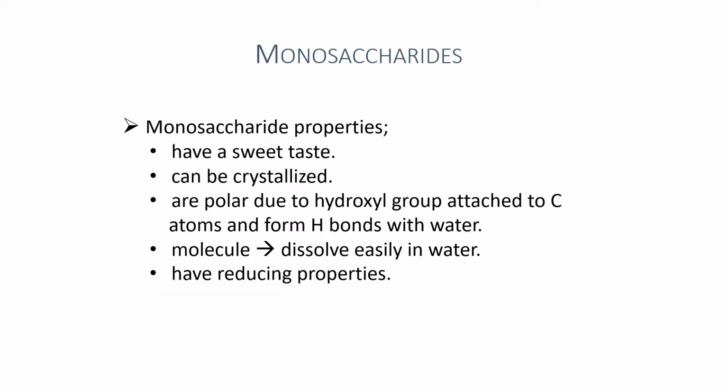Okay, so these are the properties of monosaccharides. They have a sweet taste, for example your table sugar, which is commonly produced from sugar cane. They can be crystallized, and they are polar. It means that if the sugars are polar, they can easily dissolve in water, because they can form hydrogen bonds with water molecules due to the presence of hydroxyl groups, which are attached to the carbon atoms of the sugar molecule.